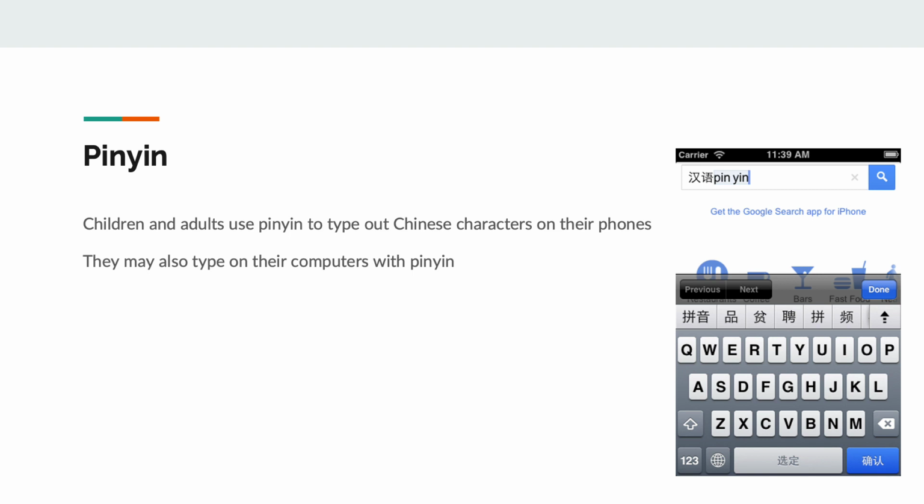This slide is about how children and adults use pinyin to type out Chinese characters on their phones. They may also type on their computers with pinyin. This is why pinyin is so important to learn, because it is a way to type Chinese characters on the phone and computer.